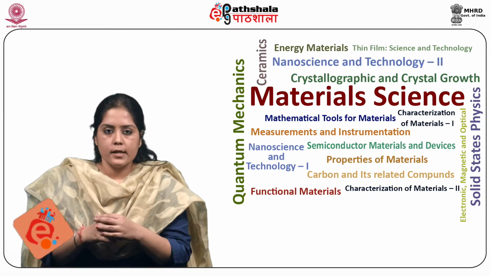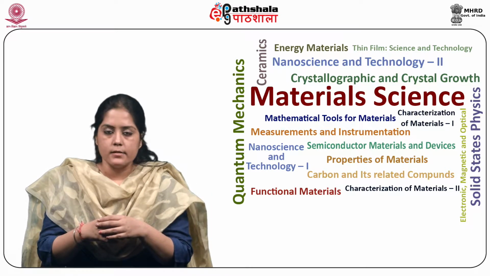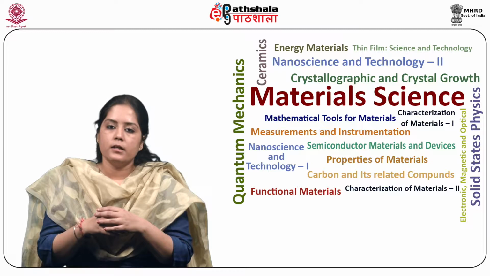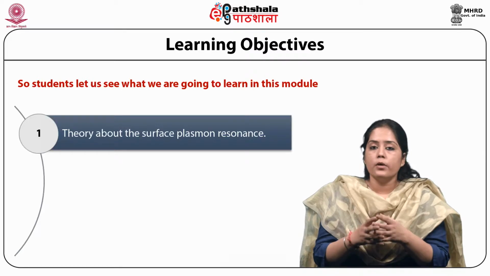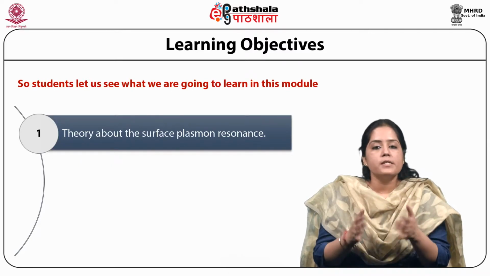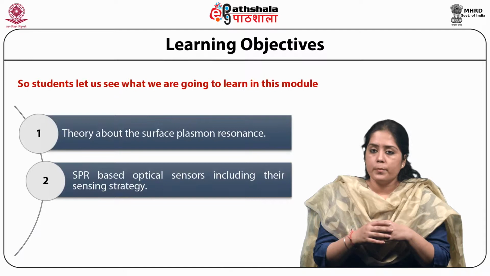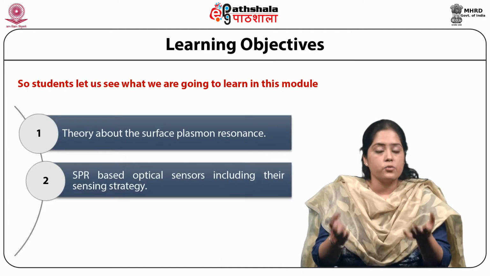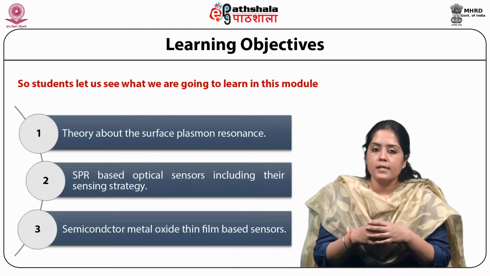Today we are going to discuss the module Semiconductor based optical sensors from the paper Semiconductor Materials and Devices. So let us see what we are going to learn in this module. First, we will discuss surface plasmon resonance, which is the basic phenomenon in optical sensors. Second, SPR-based optical sensors, including their sensing strategy, will be discussed. Thirdly, the semiconductor metal oxide thin film-based sensors will be discussed.